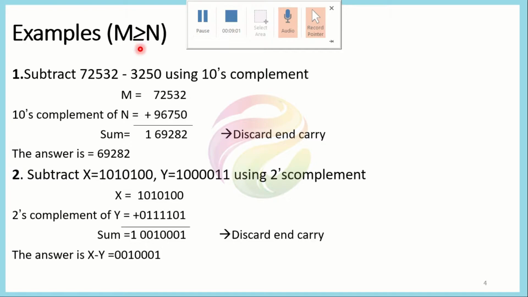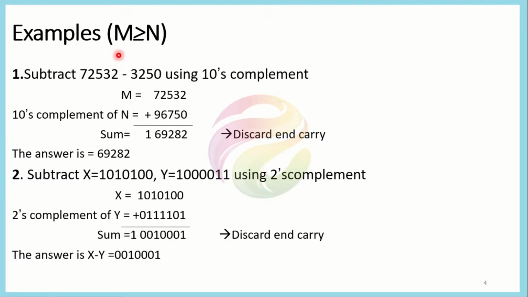So this was the first case, in which m was greater than or equal to n. We discussed both examples, one for the decimal system and one for the binary system, and in both of them, because m was greater than n, we got an end carry, and we just ignore the end carry, and the remaining part is the result. So this was the subtraction of two numbers in the unsigned case.